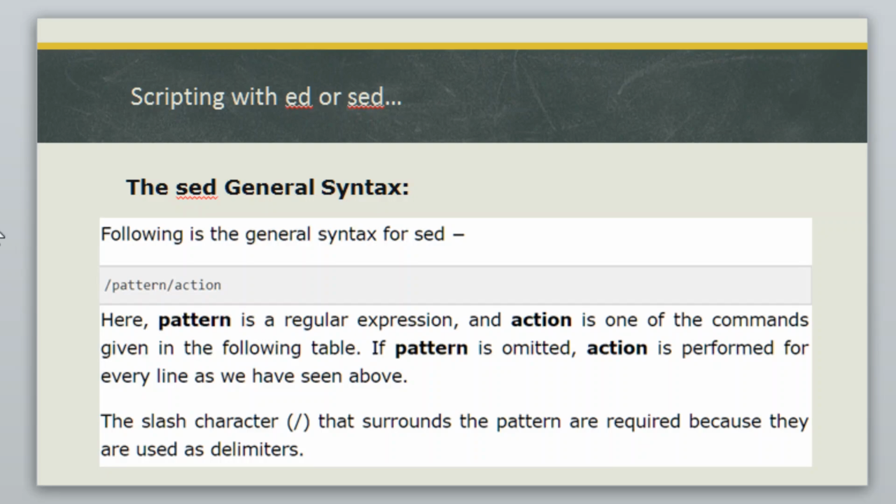So here we have some examples and general syntax for that. So we have a pattern and action, just like we saw in a couple slides ago. So here the pattern is a regular expression, and the action is one of the commands given in the following table. If pattern is omitted, action is performed for every line as we have seen above. So the / character that surrounds the patterns is required because it is used as a delimiter.